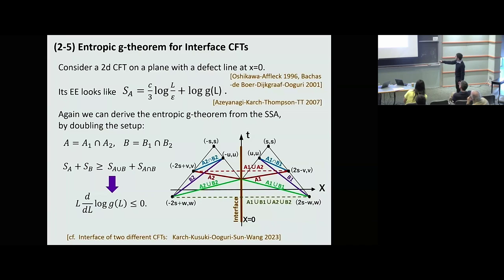But the point is that we always assume this subsystem A is symmetric. These two points are just symmetric, a mirror image. Otherwise, its definition is a bit ambiguous. So always let's take a symmetric point. But then the previous derivation of the entropic G-theorem can be applied here because we can just make a double copy of this triangle and call this A1, B1, but also A2, B2, and just take a union of A1, A2.